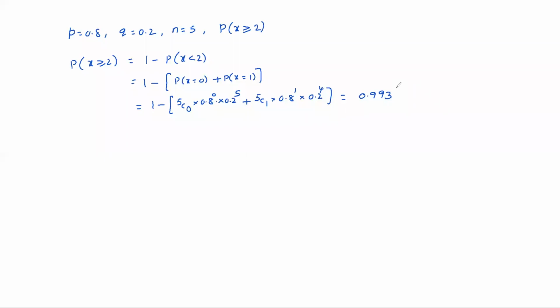Next we will see Poisson distribution. See, in binomial distribution, independent parameters are 2 here, n and p, because q equals 1 minus p. So n and p are the independent parameters. Now we'll see Poisson distribution.